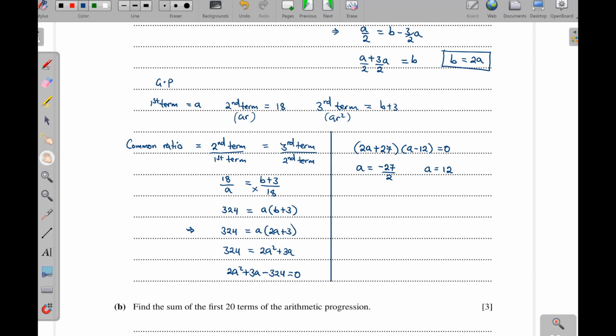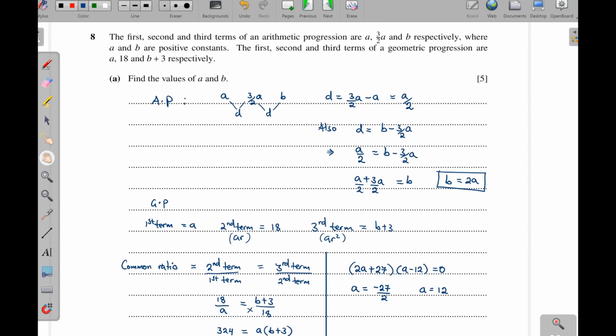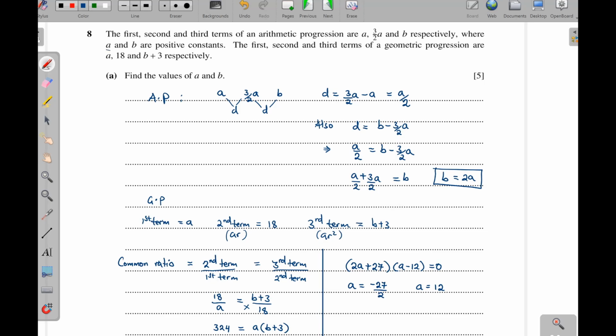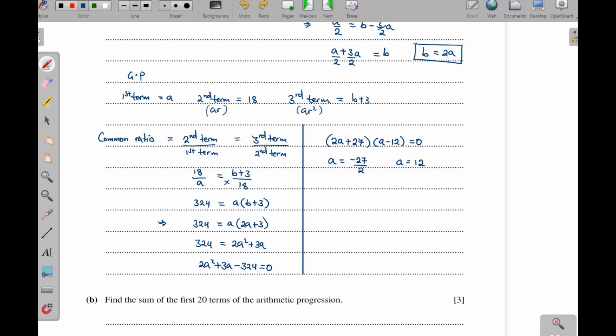But then when we go back to our question here, they said that these are positive constants. You see that? So you pick the value of A that is positive. So therefore, A is going to be equal to 12. And if A is equal to 12, B is twice it. That means B is going to be equal to 24. As simple as that.